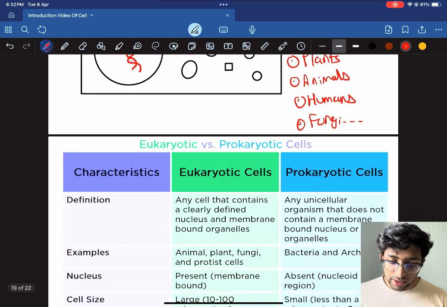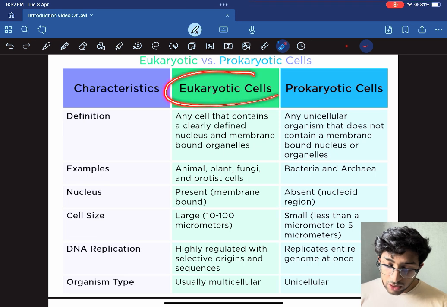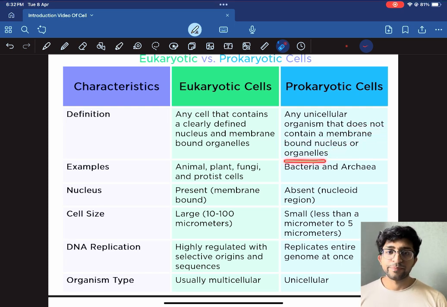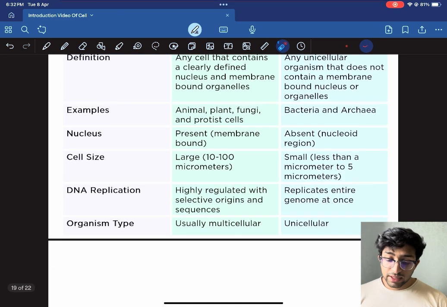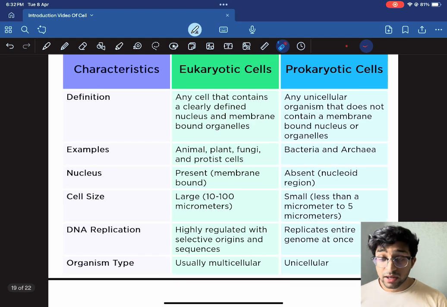Let's see more differences, right? How do we differentiate? The definition is that a eukaryotic cell contains a clearly defined nucleus and membrane-bound organelles. Whereas a prokaryotic cell is unicellular and does not contain a membrane-bound nucleus or organelles, right? The examples in eukaryotes are animal, plant, fungi, protist, whereas in prokaryotes they are bacteria and archaea. Archaea are a family of the bacteria, right? Nucleus is present in eukaryotes, absent in prokaryotes. Cell size is larger in eukaryotes, smaller in prokaryotes.